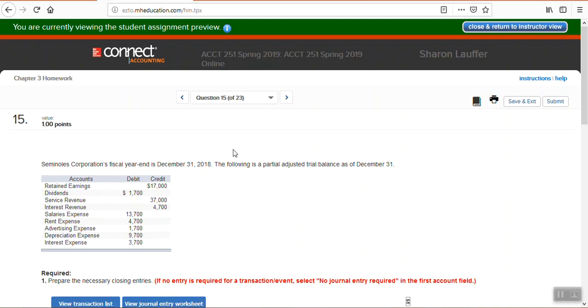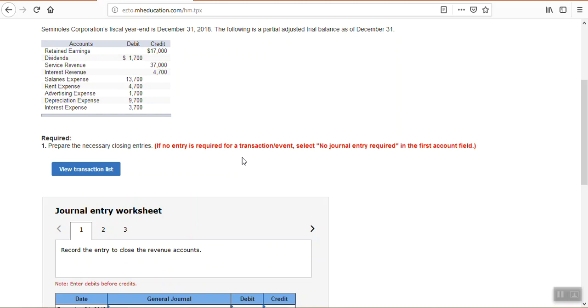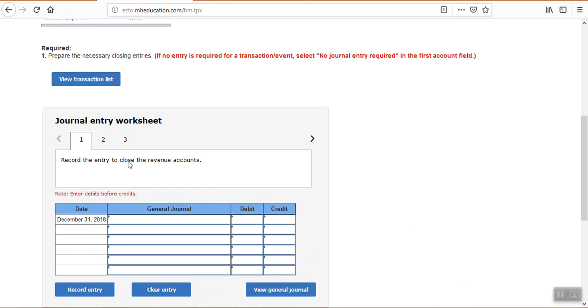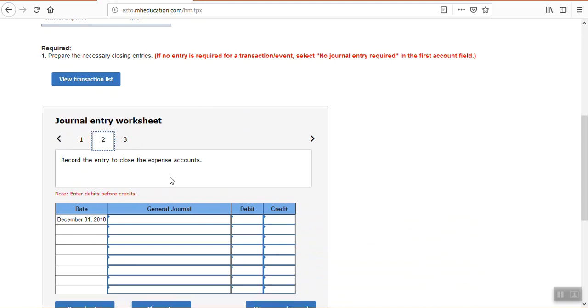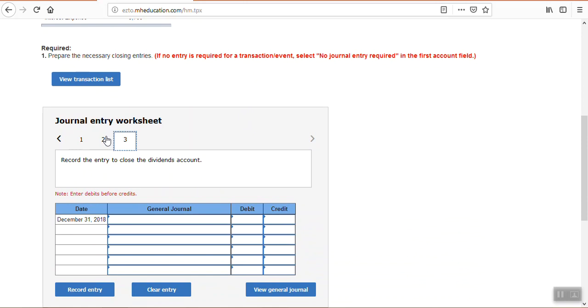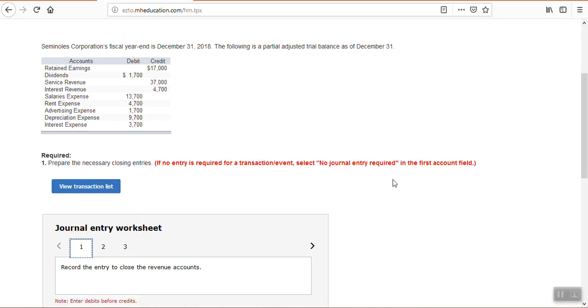So this says Seminole Corporation's fiscal year end is December 31st. We've got a partial adjusted trial balance, and it says prepare the closing entries. So we've got three possibilities. It says to record the entry to close the revenues, and then the expenses, and then the dividends. So let's see what we got.